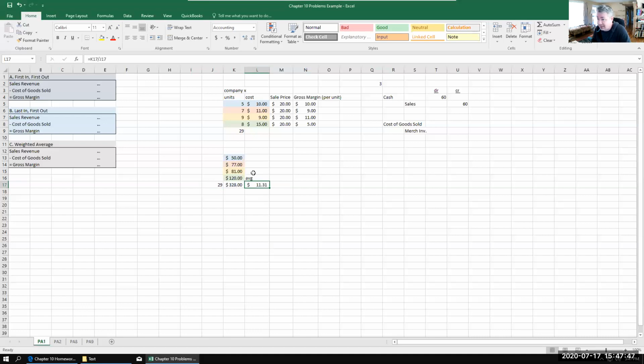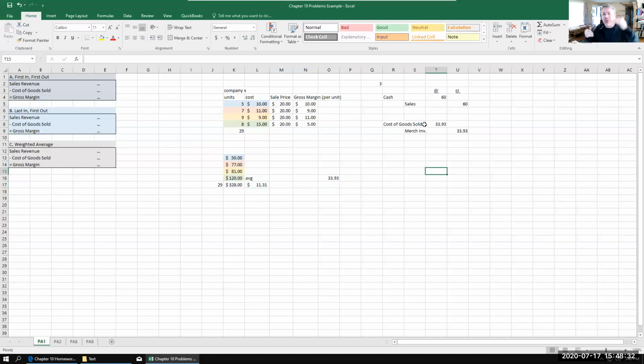And so in this case, our weighted average looks at the entirety of the units and just does an average of all of them. So in that case, if we sold 3 products, our sales revenue doesn't change, $60 every time. But in this case, we would do $11.31 times 3. And then our cost of goods sold here would be $33.93, our merchandise inventory, $33.93, and our gross margin using weighted average would be 60 minus 33.93, which is going to be, I think, $16 and something.